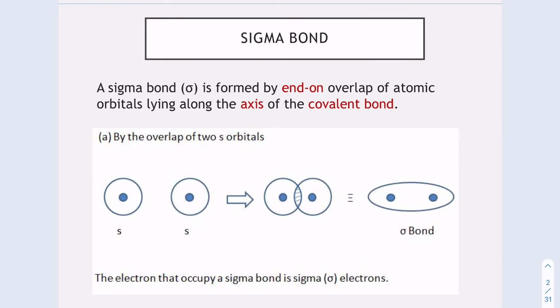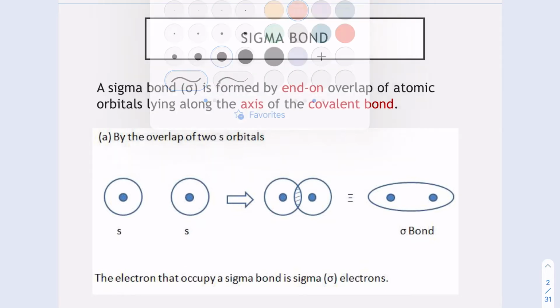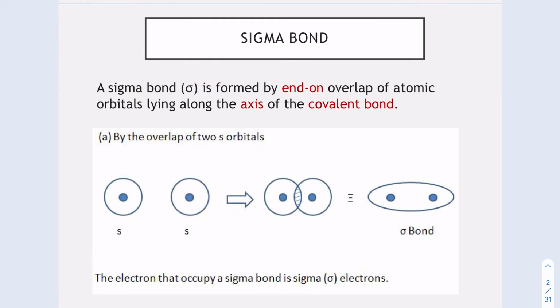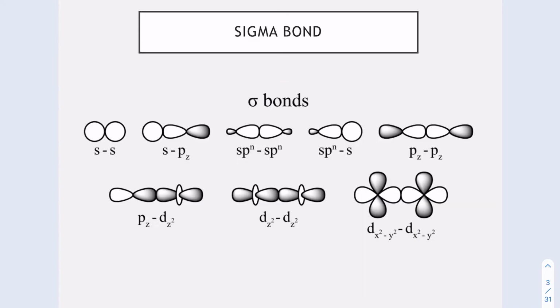As you can see, a sigma bond is a bond formed by an end-on overlap of atomic orbitals, and they're lying on the axis of your covalent bond. So we've got a little diagram here. Two s orbitals join to make a sigma bond. If we take them both to be hydrogen, they'll combine together to create hydrogen as its diatomic molecule.